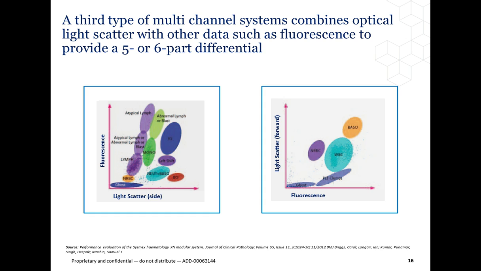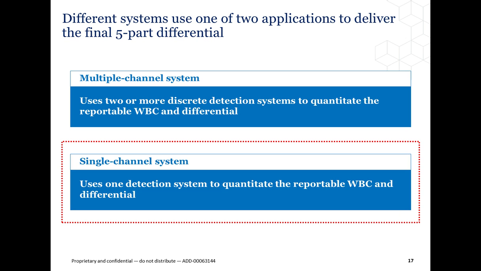Okay, so now let's review a single channel system. Remember, the single channel approach makes use of one discrete detection system to quantitate the reportable WBC and differential. One dilution is used to provide all reportable results on the WBC count, which would include neutrophils, immature granulocytes, eosinophils, basophils, lymphocytes, monocytes, NRBCs, and additional information for the detection of interferences and flagging of abnormal cells when present.